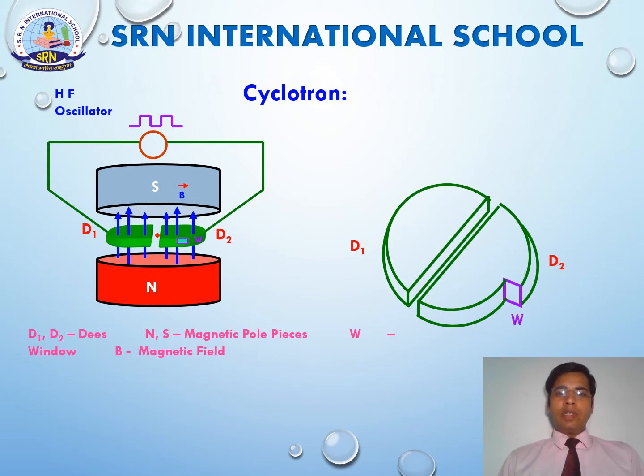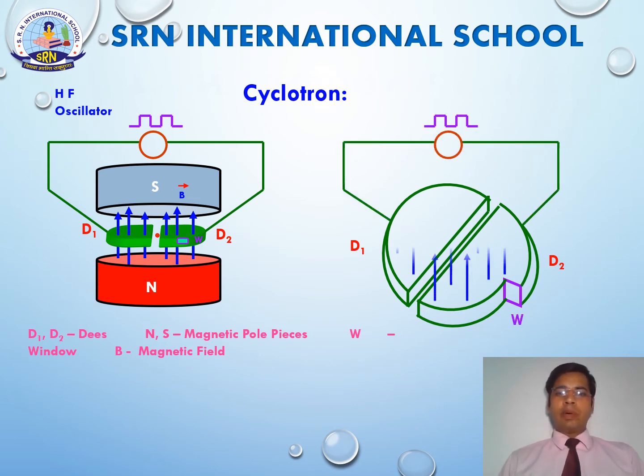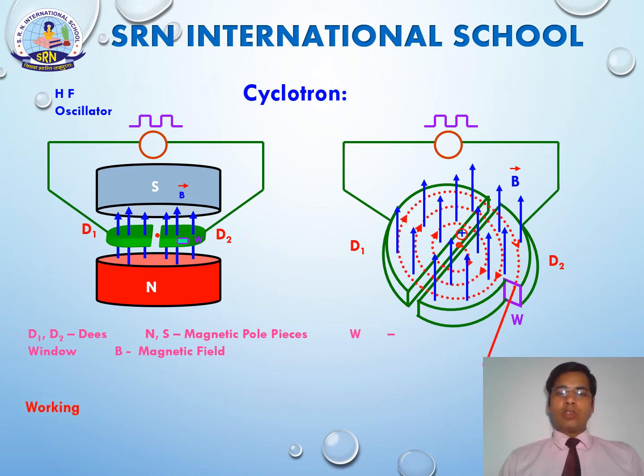Imagine D1 is positive and D2 is negative. The positively charged particle kept at the center and in the gap between the D's gets accelerated towards D2. Due to the perpendicular magnetic field, and according to Fleming's left-hand rule, the charge gets deflected and describes a semicircular path.